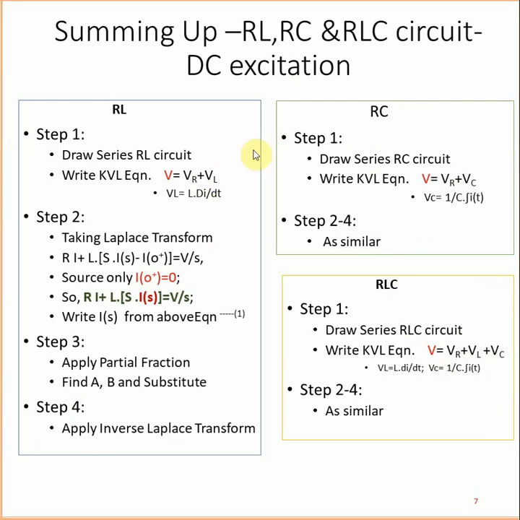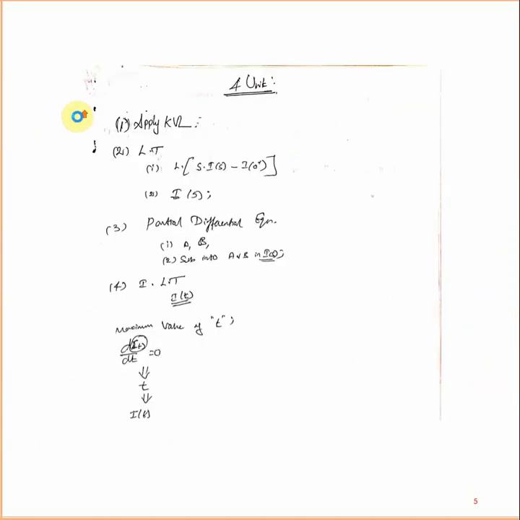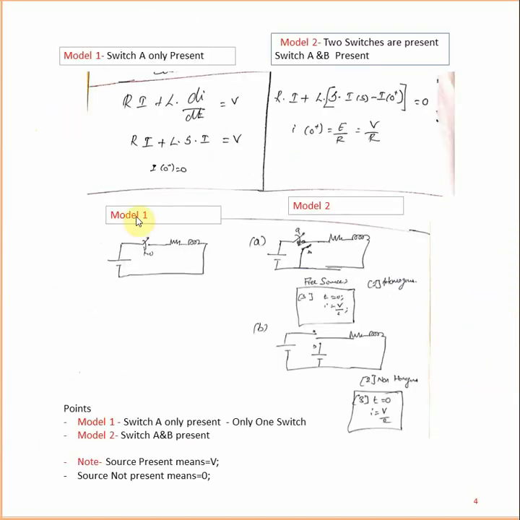If I don't write step 0, what should you assume? Automatically the circuit has only one switch. That's why step 0 is not present. If step 0 is written, it means the circuit has two switches.